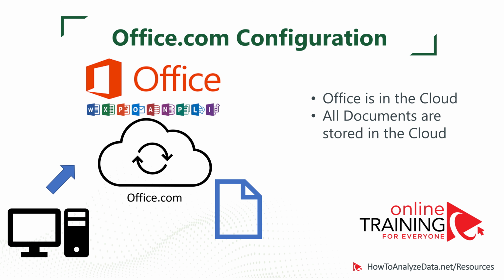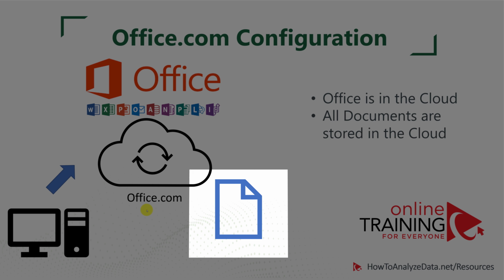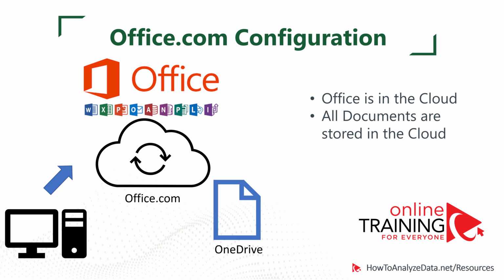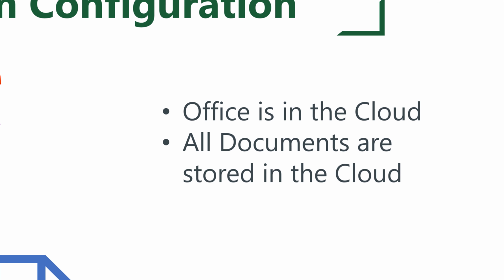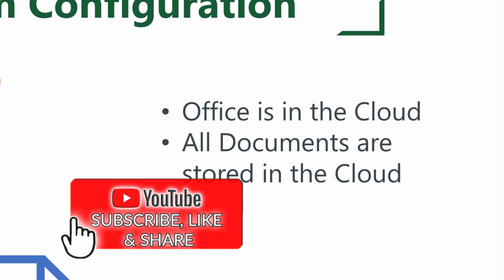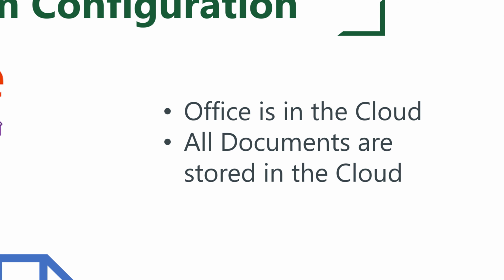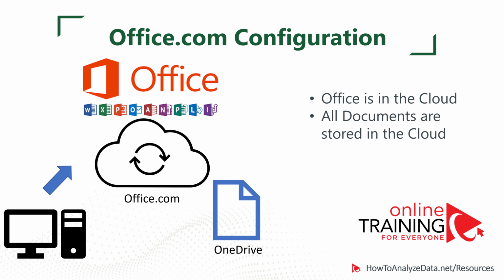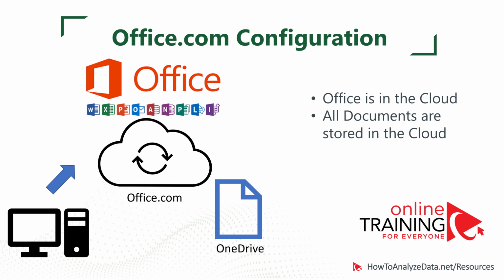When you use Office.com, you need to have a computer that has internet connection. Office is installed in the cloud on the website Office.com, and documents are stored in a OneDrive, which is also in the cloud. You do need internet connection in this setup, but the huge advantage of this is that it's free. Another huge advantage of this setup is that because documents are in the cloud, multiple people can work on those documents at the same time.